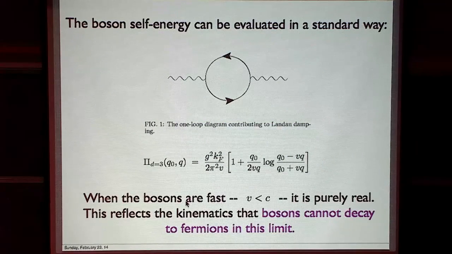Okay, now the boson self-energy can be evaluated in some standard way. You can look this up in a book by Fetter and Walecka or something from the 60s. Here's the answer. Okay, this is called a Lindhard function. You see that there's a complicated dressing in the boson self-energy due to the fermions. And the important point here, and the one that should give you some intuition, is that when the bosons are fast, meaning C is much bigger than V, then at least for close to on-shell bosons, this thing is purely real, which reflects the fact that the bosons can't decay. Okay, the very phrase Landau damping is talking about the damping term, and that's really far from true, at least for on-shell bosons in that regime.